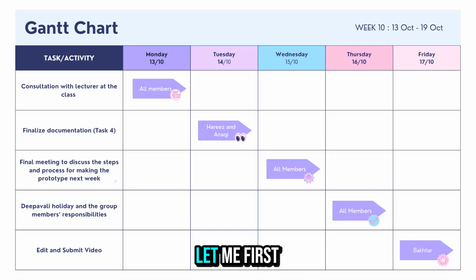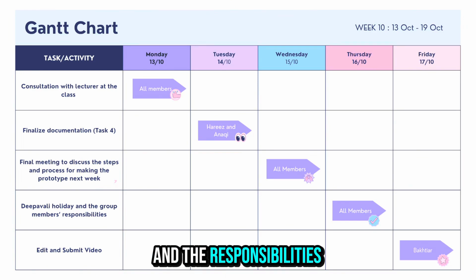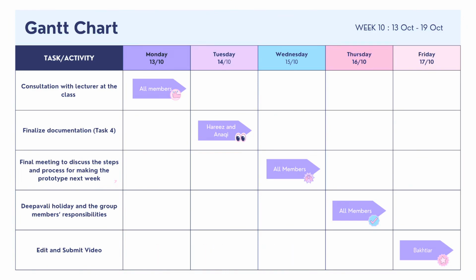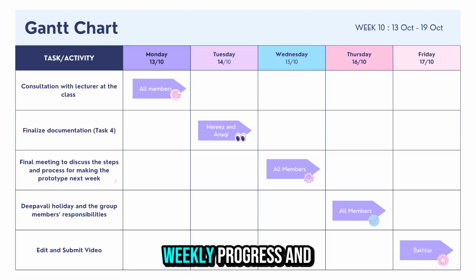Before I begin, let me first explain our Gantt chart for this week, which covers the period from 13 October to 17 October. This chart outlines all the tasks and activities completed by our group during the week. It includes the timeline for each task, the members involved, and the responsibilities of everyone in the group. The purpose of the Gantt chart is to help us monitor our weekly progress and make sure every task is complete within the planned schedule.